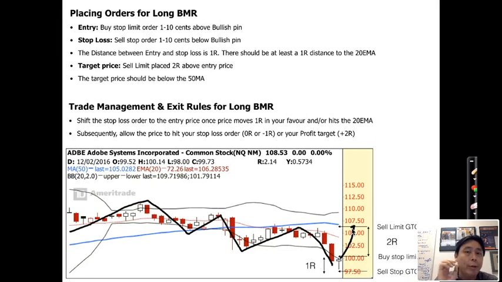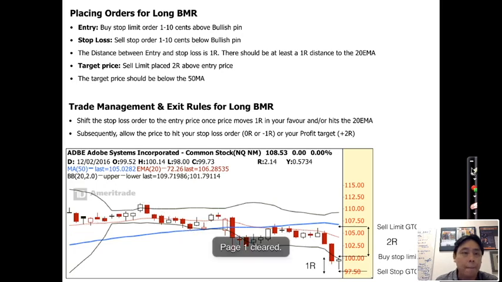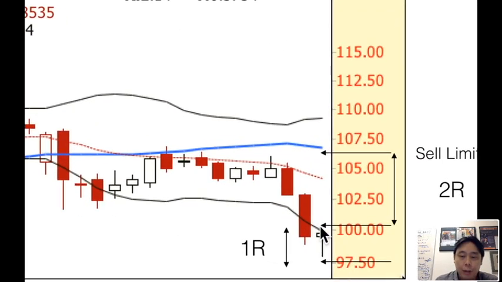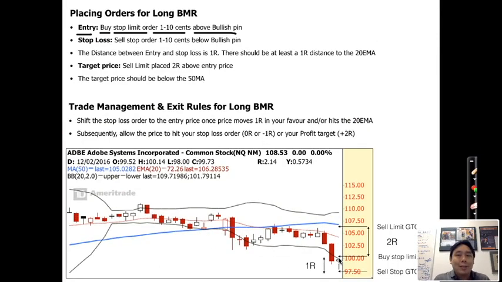So specifically, where do we place our entry points? Number one, our entry. We will place a buy stop limit order 1 to 10 cents above the bullish pin bar. Let me zoom in. Can you see this bullish pin bar? Great. We're going to put a buy order 1 to 10 cents above the high of this bullish pin bar. Now you may say, hey, 1 to 10 cents is a big range. Do I take 1 cent or 10 cents?